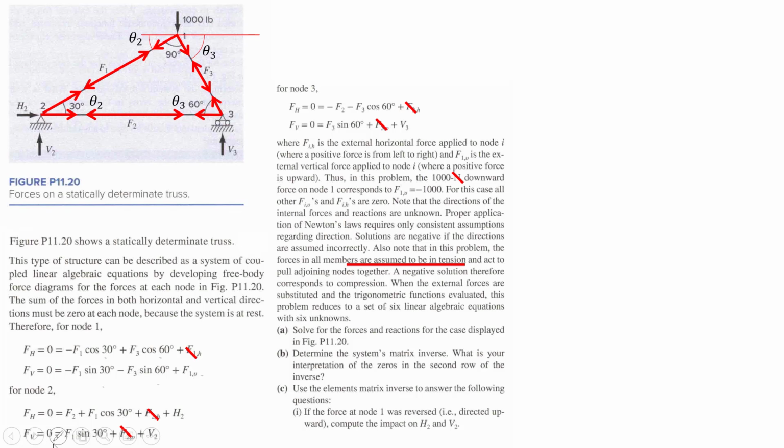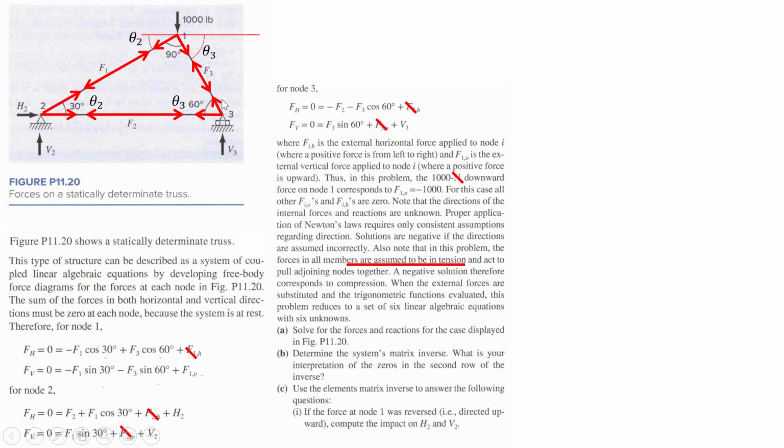And then node 2 vertical, I'm going to look at that. So again, everything is projecting up. I've assumed that's going to be up. Based on this assumed direction here, its projection is going to be a sine of 30, and it's going up also. So that takes care of that one.